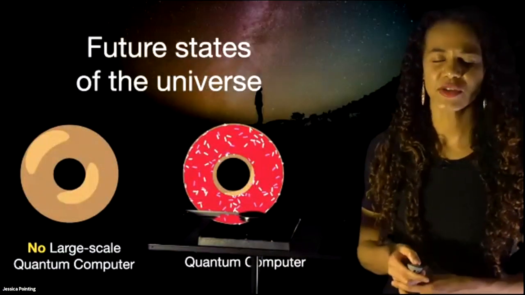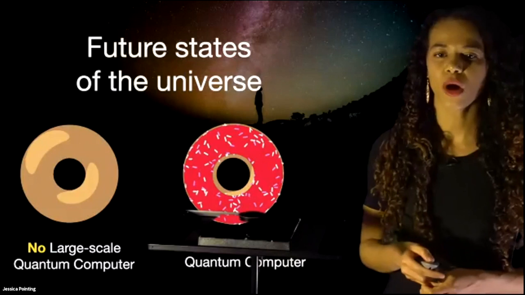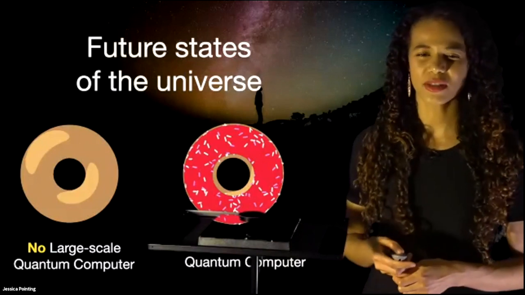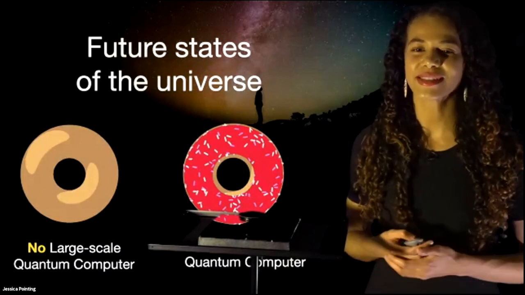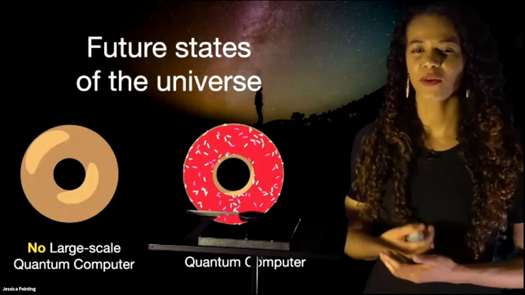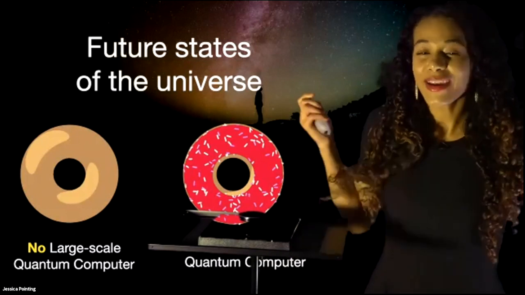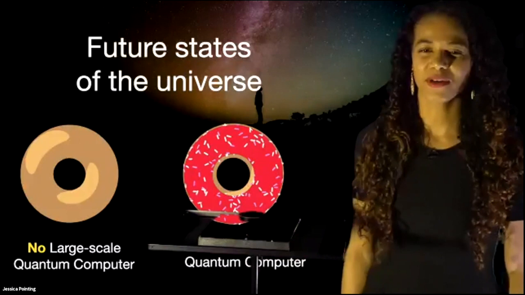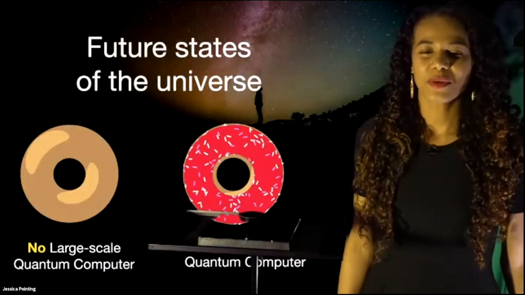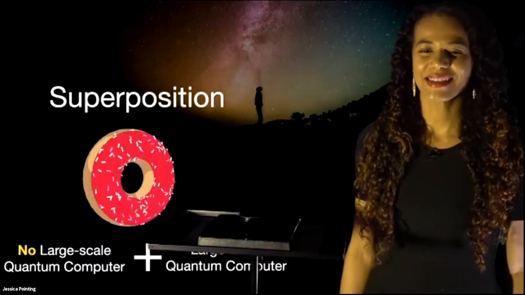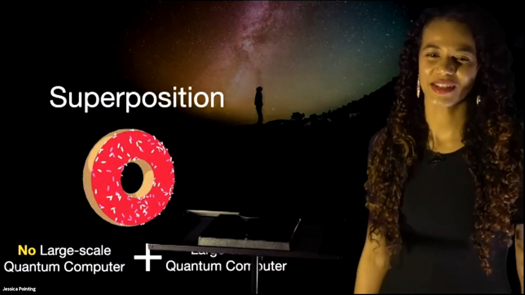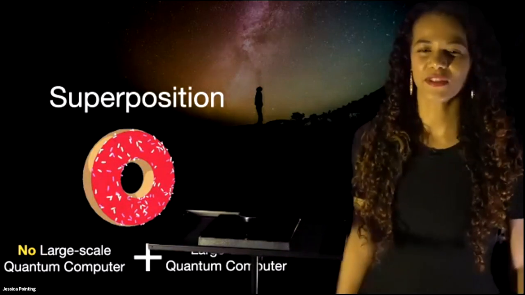I'd say there are two future states of the universe. One without a large scale quantum computer, that's the one with millions of qubits, and one with a large scale quantum computer. Right now, we don't really know which one we're going to have. Maybe it is impossible to build a large scale quantum computer, maybe it is. So I'd say we're sort of in a superposition of both future states of the universe.